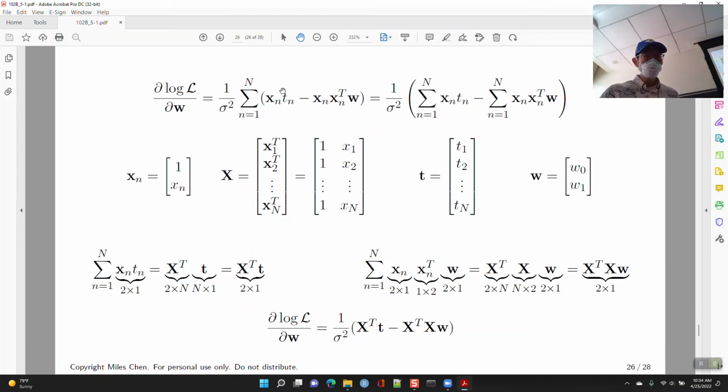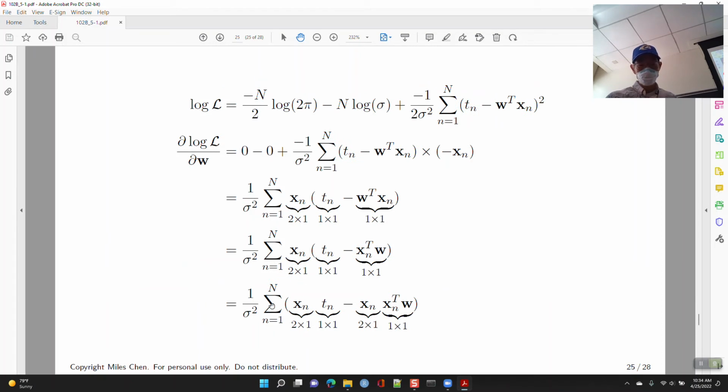And okay, so here I am, and if I ask, what does this all work out to be? I've got 1 over sigma squared times the summation of all of this.